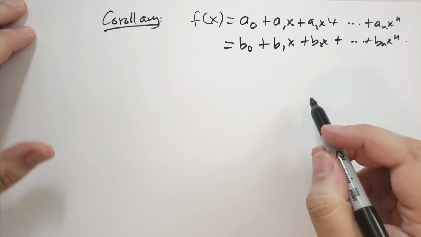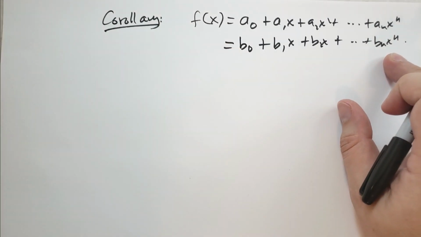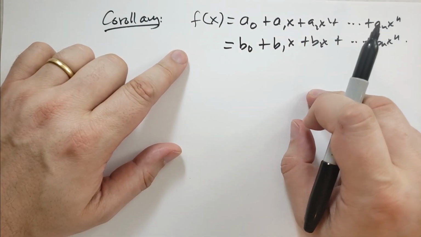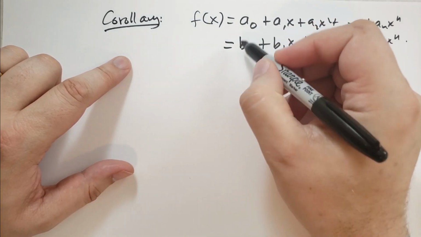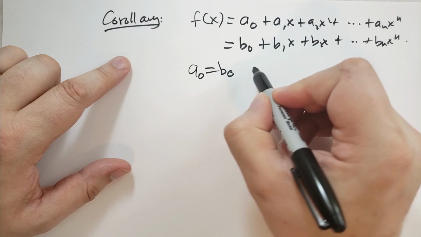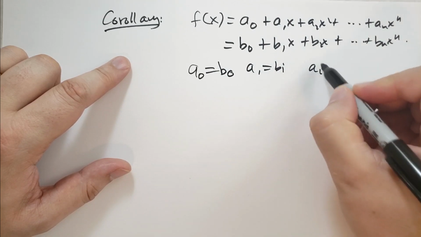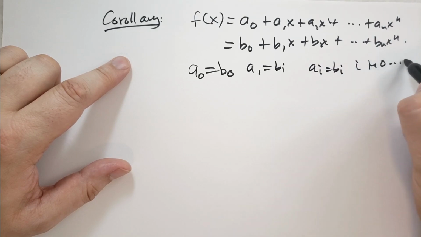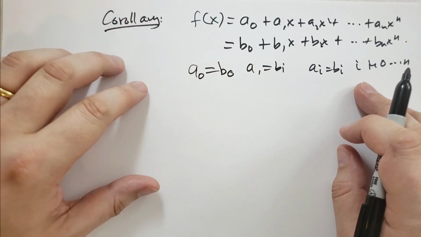Okay? And we're wondering, is f of x expressible with a different set of coefficients? Or do we always have to use the same coefficients for the same function? And so this corollary says that there is only one distinct way to write this. That if you're going to do this, then a0 has to equal b0, a1 has to equal b1, and in fact, ai has to equal bi for all i, from 0 all the way up to n. Okay, so all of these have to be the same coefficients. There's no other way to write this, okay?